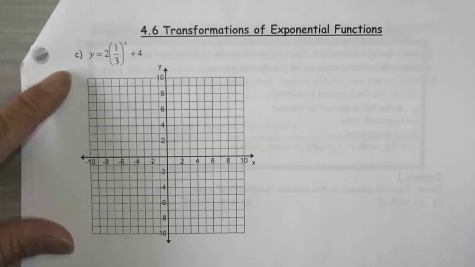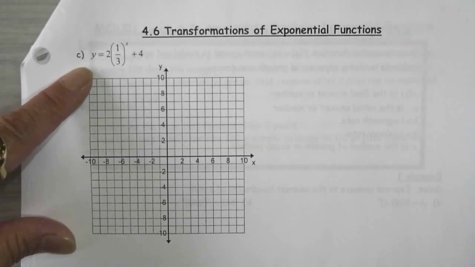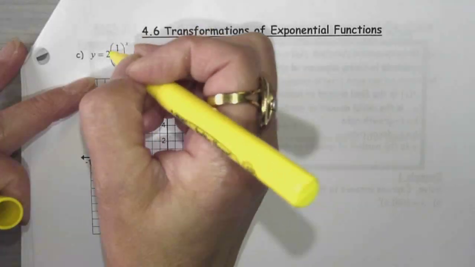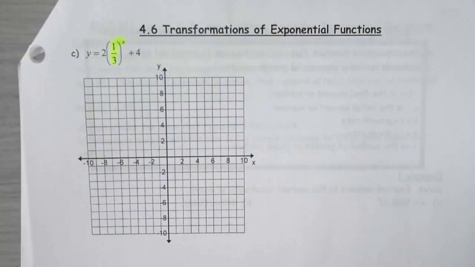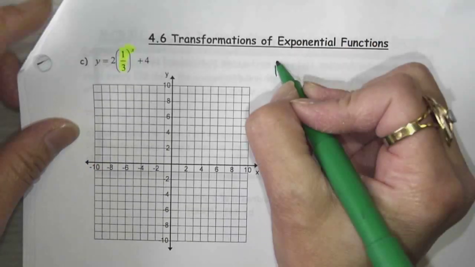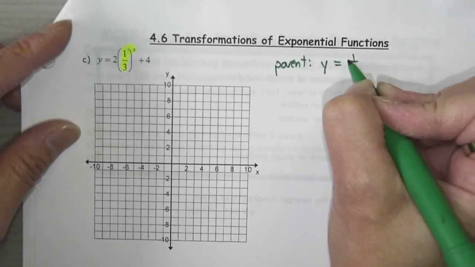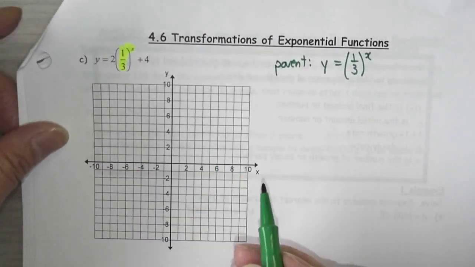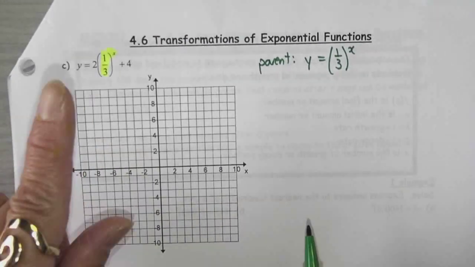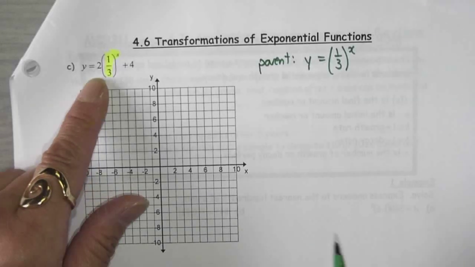Go. So next one, it is same thing. So base for this one is this guy, right? With the 1/3 with the x. So I take the whole 1/3. So the parent is y equals 1/3 to the x. Grab that whole thing. So ignoring all that, then we're going to do the rest of it.